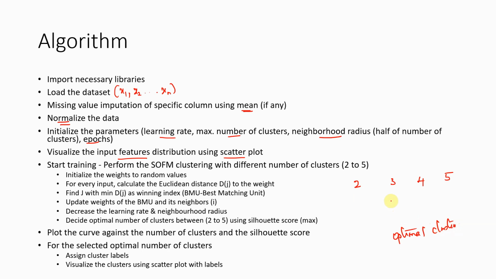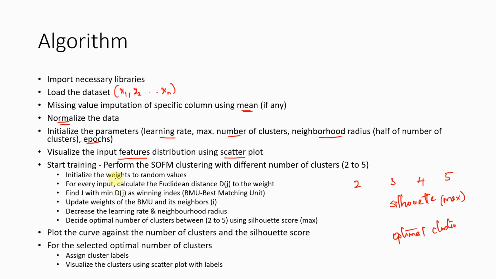To select the optimal cluster, we are calculating the Silhouette score. So we will execute the algorithm with 2 clusters and calculate the Silhouette score. We execute the algorithm with 3 clusters and calculate the Silhouette score. So the cluster count that gives the maximum Silhouette value will be considered the best or optimal number of clusters for that particular data set.